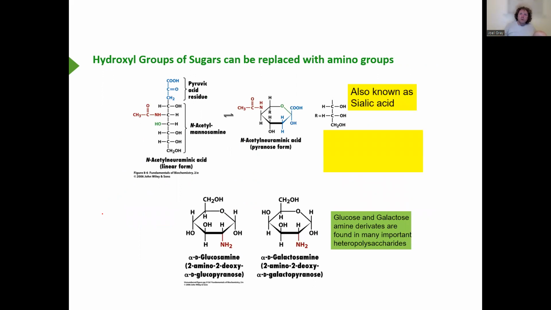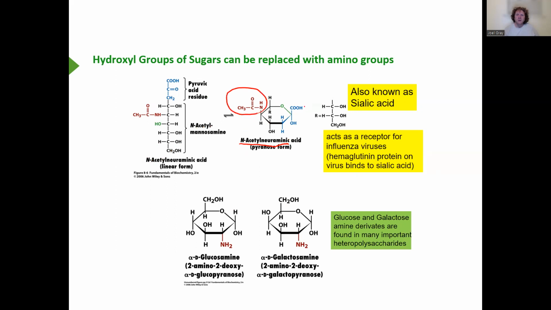So hydroxyl groups of sugar can also be replaced with amino groups. For example, if you took something like this right here, N-acetyl mannosamine and pyruvic acid, that molecule right here is hydrolyzed, and you end up with this molecule right here, N-acetyl neuraminic acid. This has that cyclic structure of a sugar because it is a sugar. It's a sugar with an amination at carbon number 4.